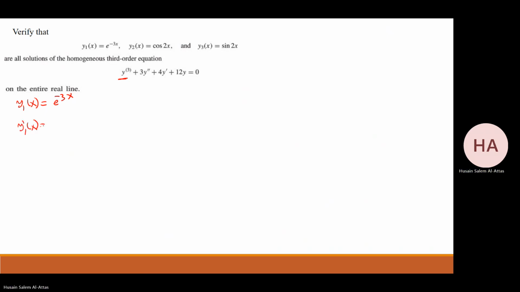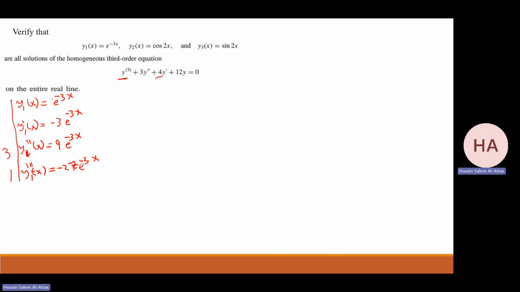Y1 prime will be minus 3, y1 double prime will be 9, and y1 triple prime will be minus 27, all times e to the minus 3x. I need to multiply this by 1, this by 3, this one by 4, and this one by 12. When you put it this way, it makes it easy to check.